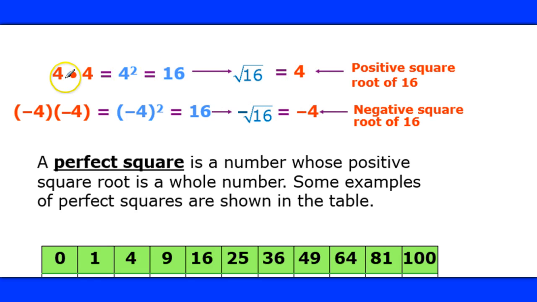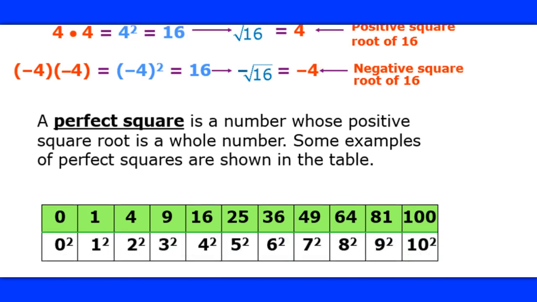Okay? Because 4 times 4 is 16, and negative 4 times negative 4 is 16. So therefore, the square root of 16 is 4. That's the positive root or the principal root. And then the opposite of that would be negative 4.